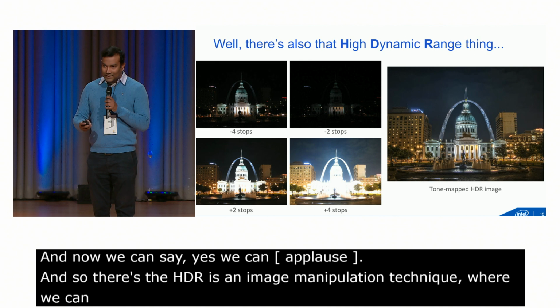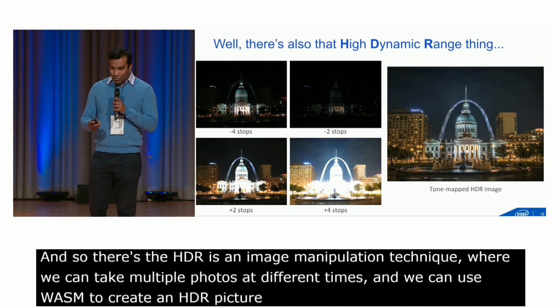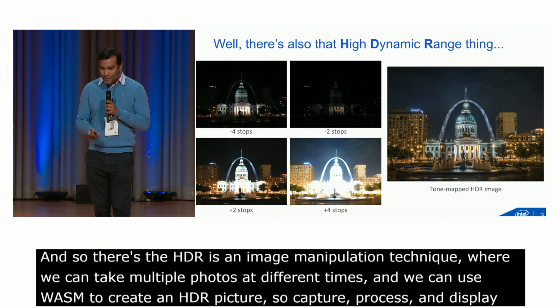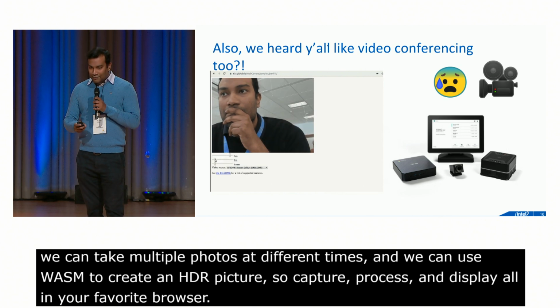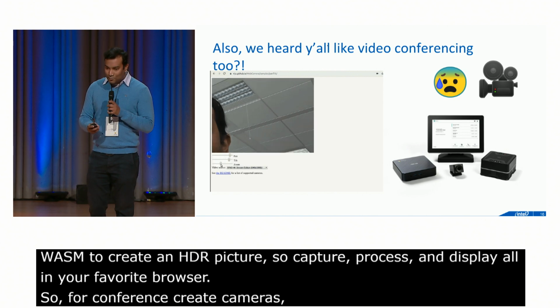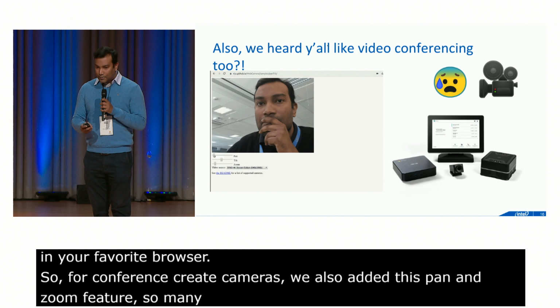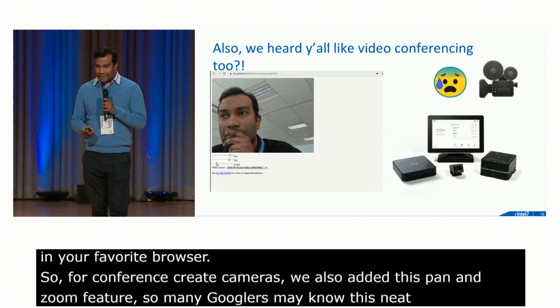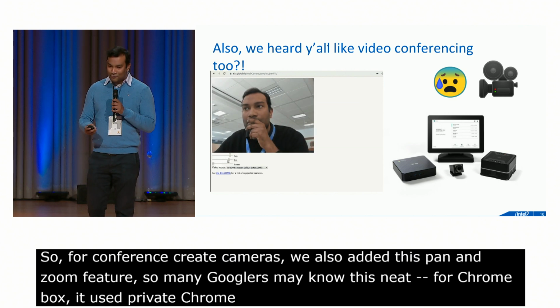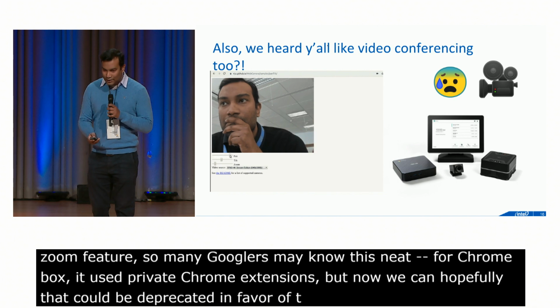And we use OpenCV.js, which uses WASM, to create an HDR picture. So capture, process, and display all in your favorite browser. For conference-grade cameras, we have also added pan, tilt, and zoom features. Many Googlers here might know Meet and the Chromebox. It used private Chrome extensions, but now hopefully that will be deprecated in favor of the standardized APIs.